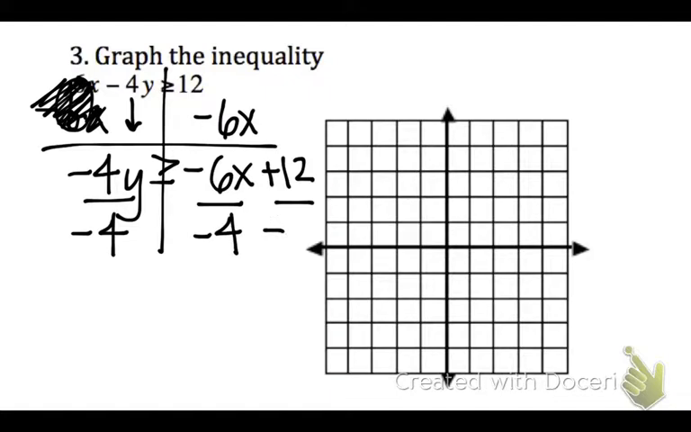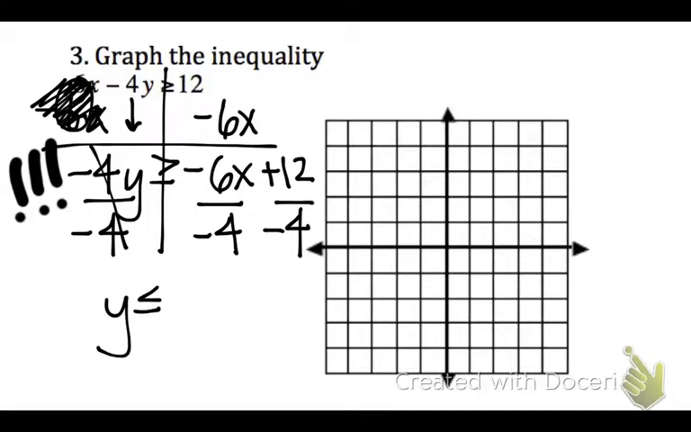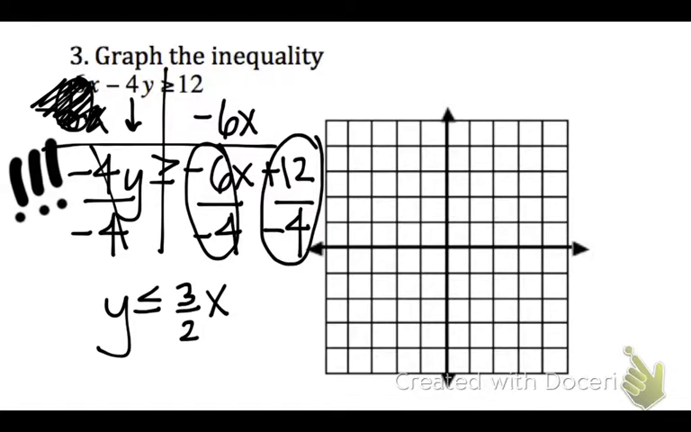Negative 4, negative 4. Okay, now here's the tricky part. This is why it's tricky. You should have something going off in your head. When we divide by negative, we must flip the symbol. A negative divided by negative is a positive, so this is going to be a positive slope, and 6 over 4 reduces to 3 over 2. Then right here, positive 12 divided by negative 4 is negative 3. So we're going to start at negative 3. We're going to go up 3 over 2.